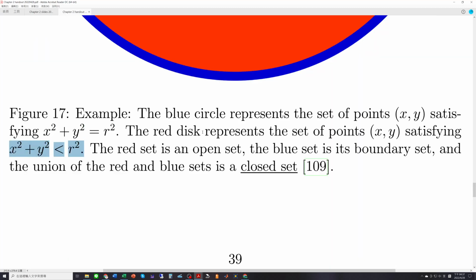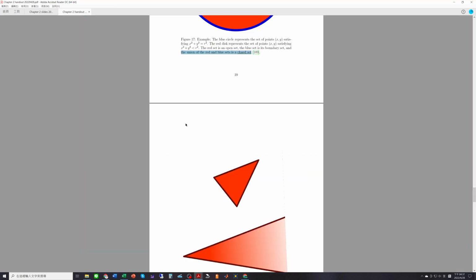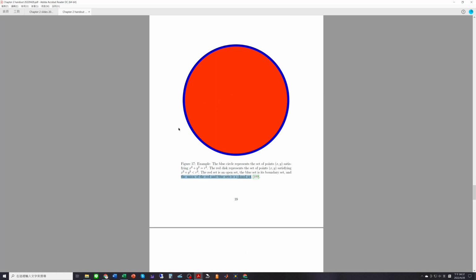So the red set is an open set, the blue set is its boundary set, and the union of the red and blue sets is a closed set. We will introduce what is a closed set later.